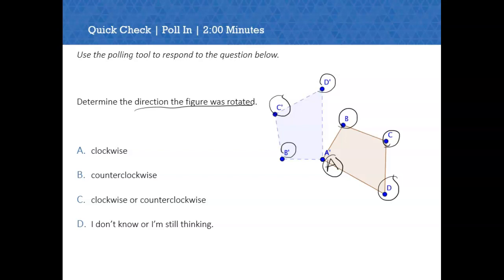So what is this? If we rotate it clockwise, we're rotating it this way. If we rotate it counterclockwise, it's this way. And this one's actually pretty difficult to tell because we could wrap it. We could keep going all the way around and it would end up like this. Or if we went backwards all the way around, we could get there both ways. So this is actually clockwise or counterclockwise.